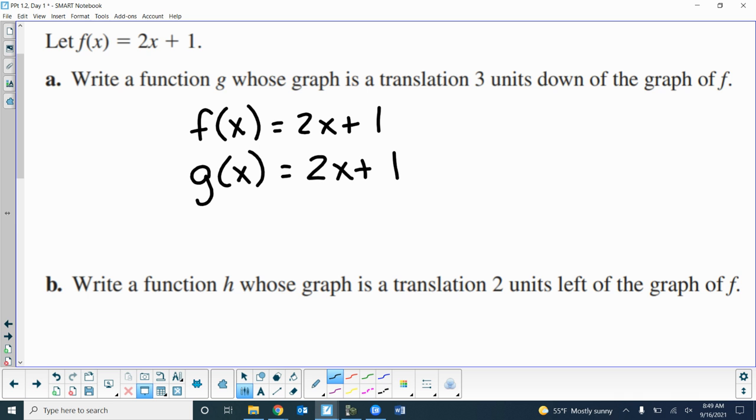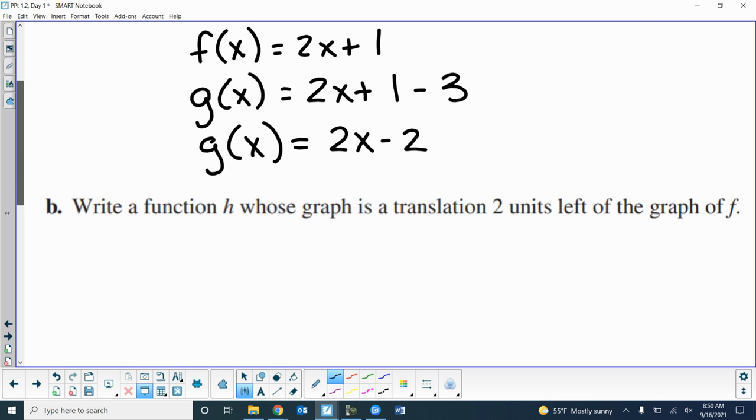When it's up or down, where do I add or subtract? Inside for the x or at the end? It's at the end, right? Outside the parentheses, so just minus 3. So our translation 3 units down will be 2x minus 2, right? 1 minus 3, right, William? This one, function h.